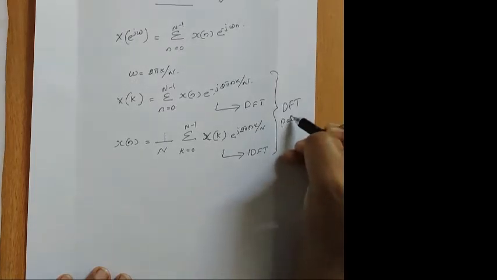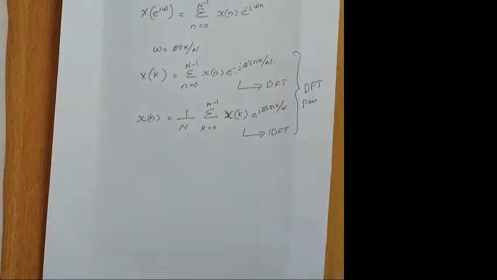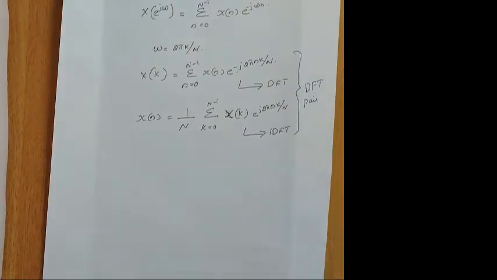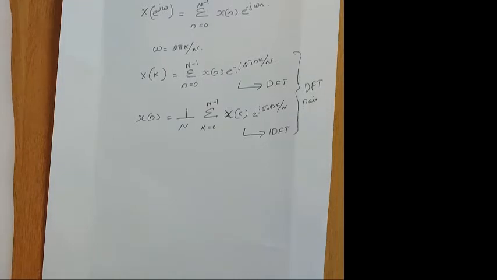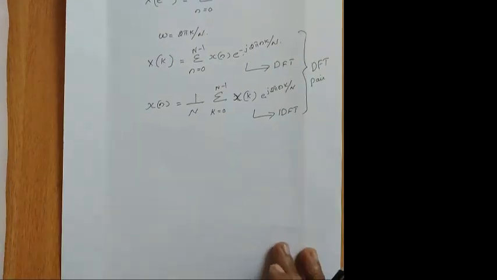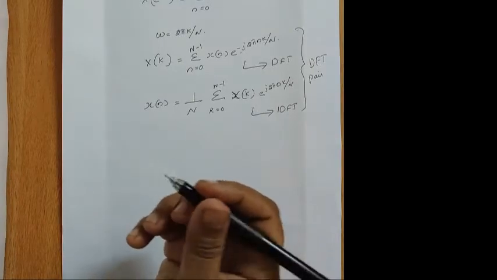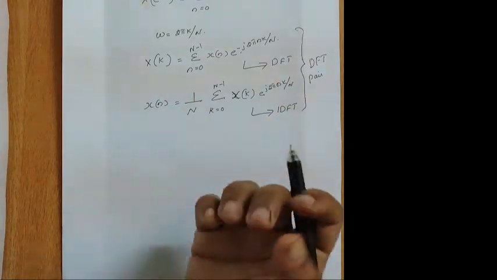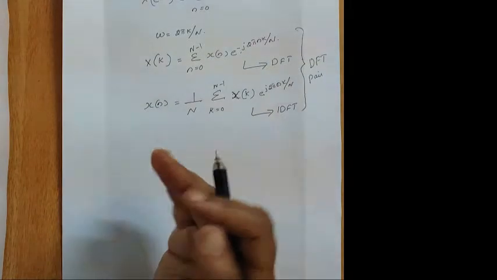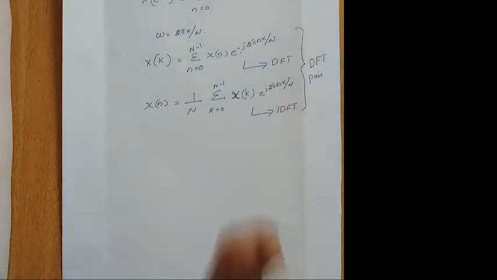A question may be asked: what do you mean by DFT pair? You can write both the equations, the discrete Fourier transform and the inverse discrete Fourier transform, and together they form the DFT pair. Next, let's go for a small problem to see how we can find the discrete Fourier transform using this equation.